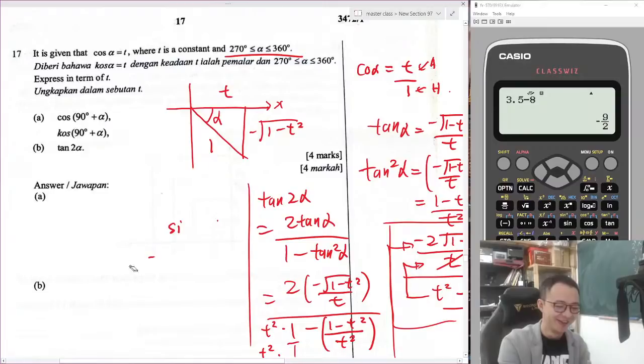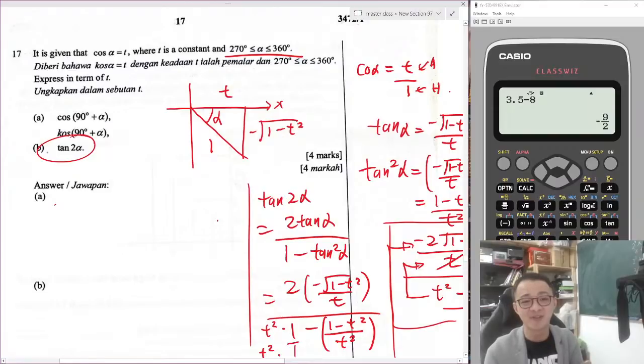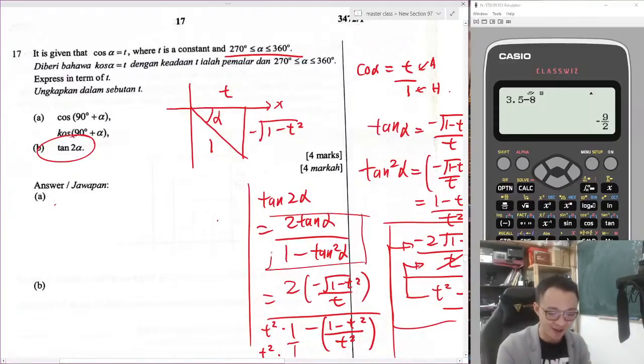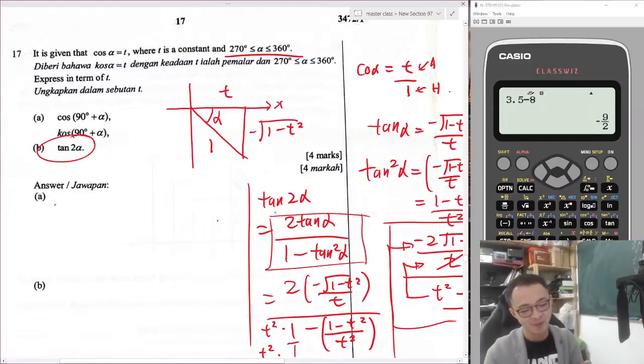Okay. The first thing is you need to know the formula for tangent 2 alpha. It's a double angle formula. So the double angle formula, right? You just check at your formula list. You should have something like this. Tangent 2 alpha over 1 minus tangent square alpha. This is the formula given.